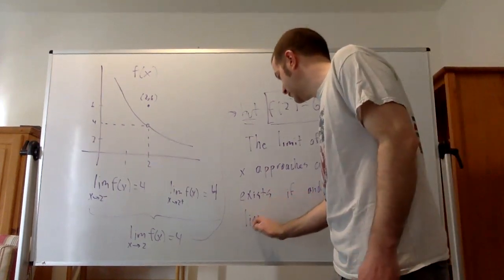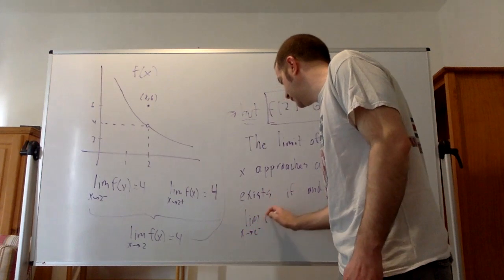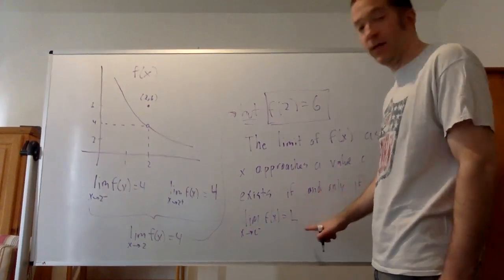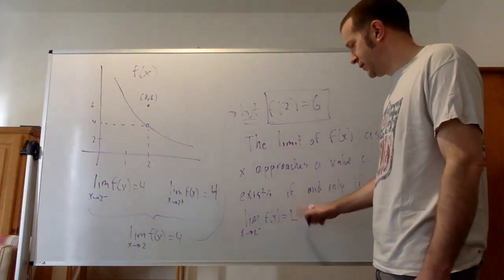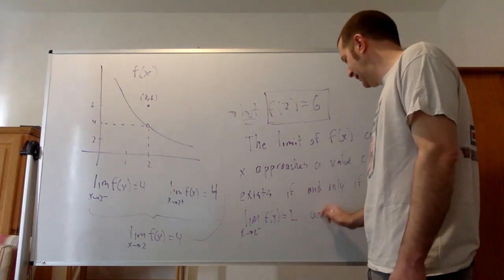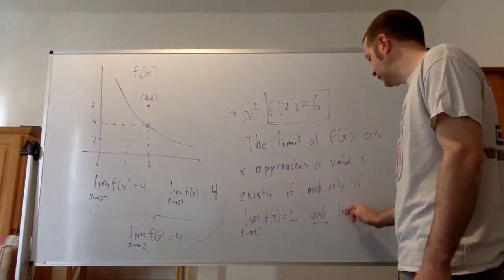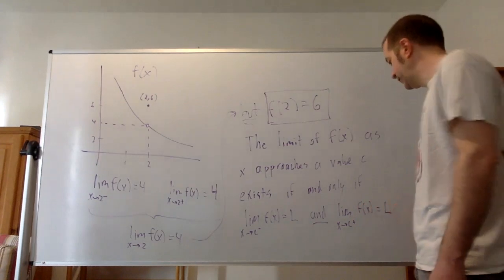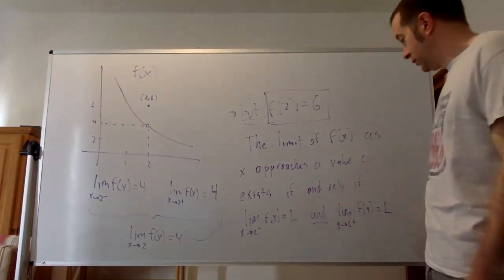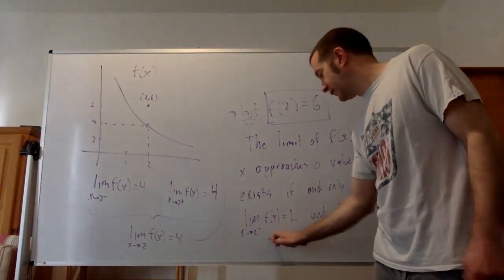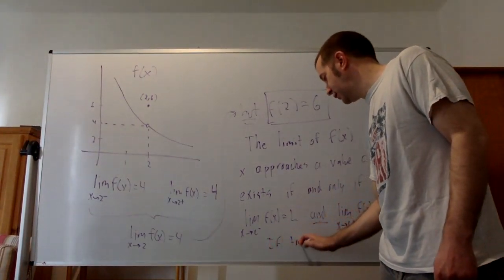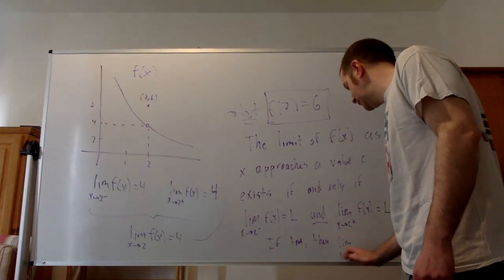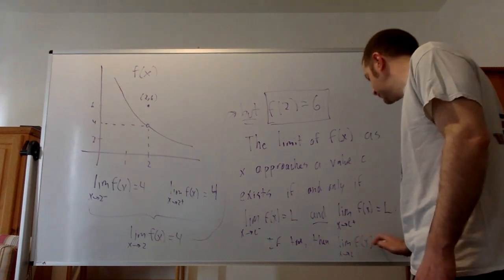the limit as x approaches c from the left of the function is equal to a number L. This is a real number, not infinity. And the limit as x approaches c from the right of f of x is equal to L. And if this is true, then we say the limit as x approaches c of f of x is equal to L.